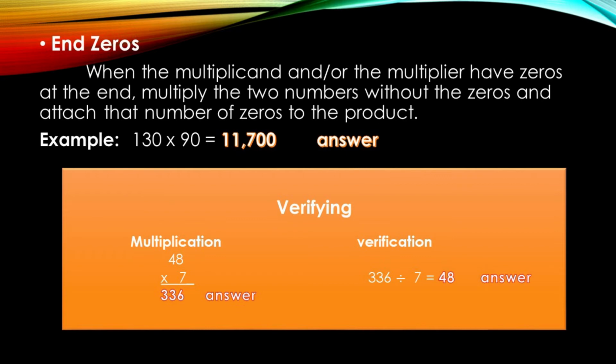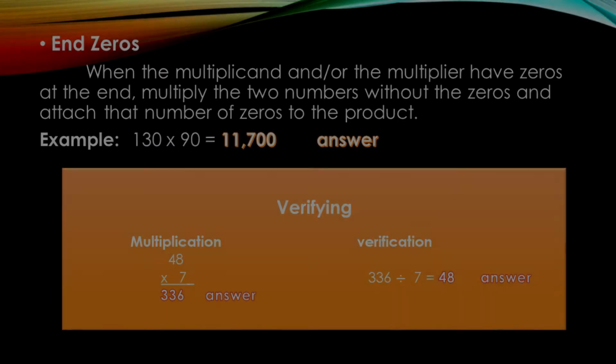Next po, for verification or verifying. So for example, for multiplication, meron pong given na binigay na 48 times 7 is equal to 336 ang ating answer for multiplication. So now, yung word of verification, try po natin i-apply in division. So, yung ating answer na 336 ay i-divide po natin sa kanina po nating tinimes na 7. So, lalabas po yung ating minuend na 48. So, ayan po yung example for verification natin in multiplication to division.